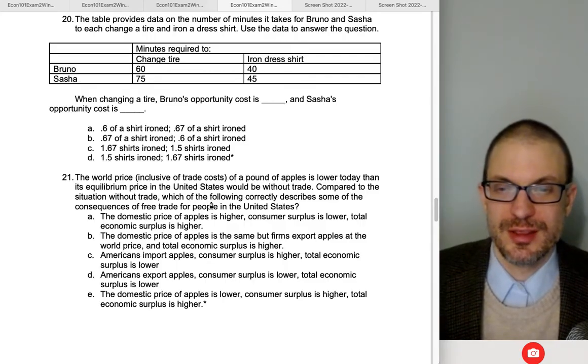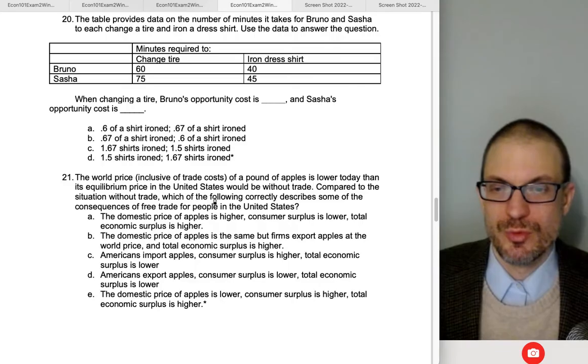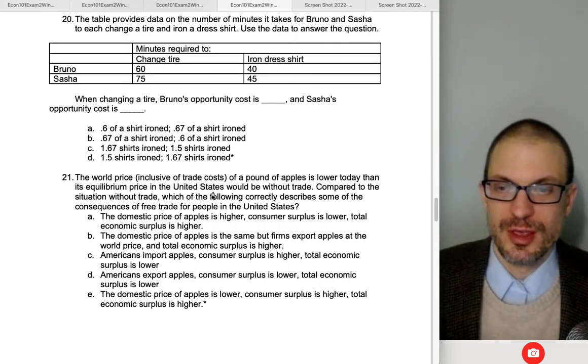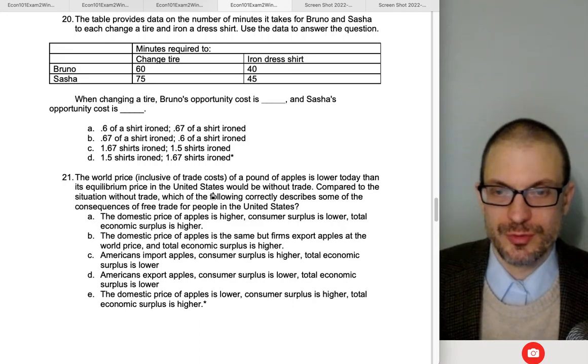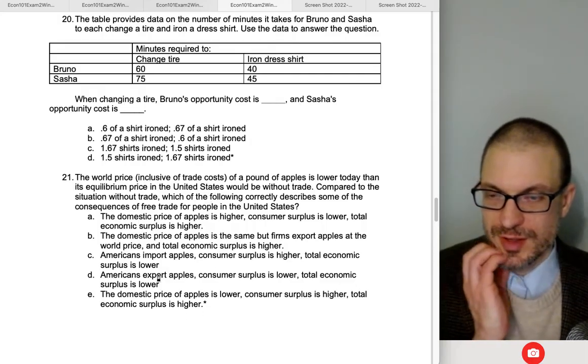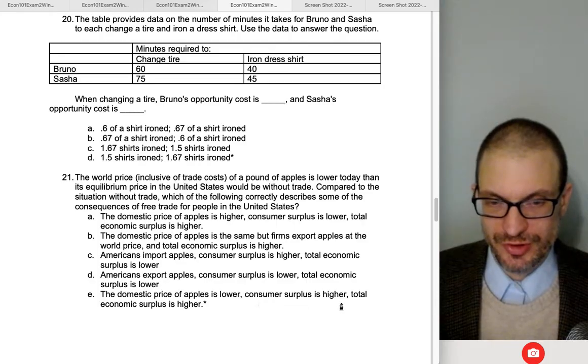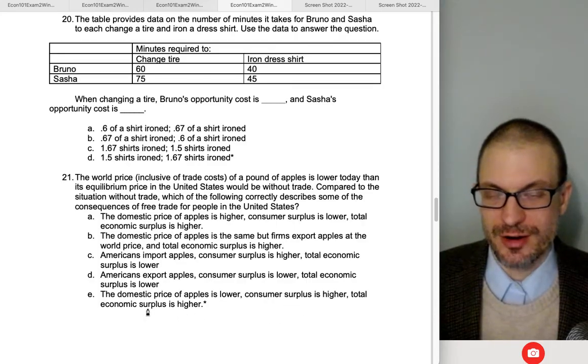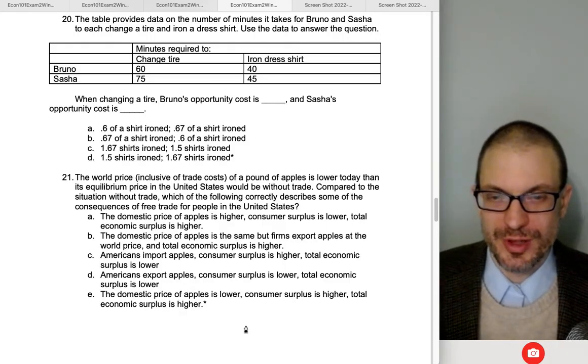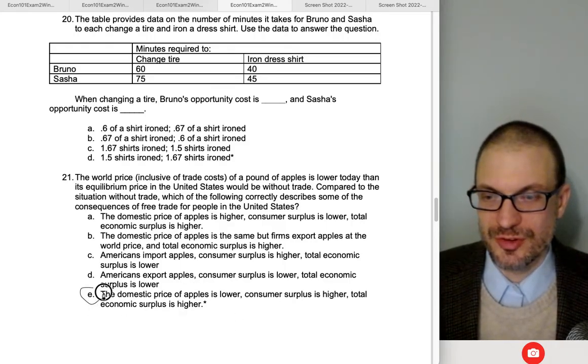Okay, so we want to import apples. We want a lower price as a result of importing the apples. We want consumer surplus to rise. We want overall surplus to increase. Maybe producer surplus falls. So it's E. Domestic price of apples is lower. Consumer surplus is higher. Total economic surplus is higher. And then I was just speculating what I was going to find out. It didn't say anything about producer surplus. That's okay. So the best answer is going to be E.